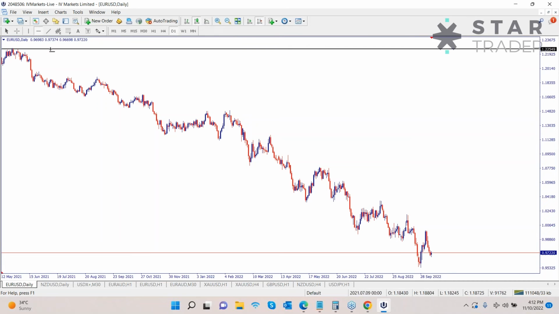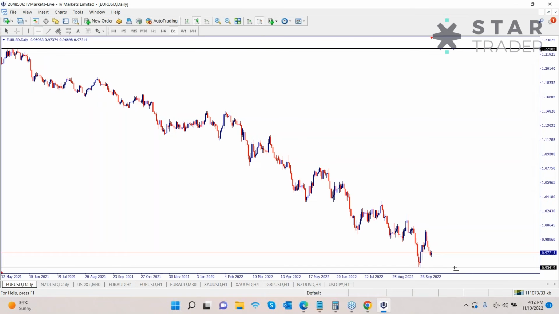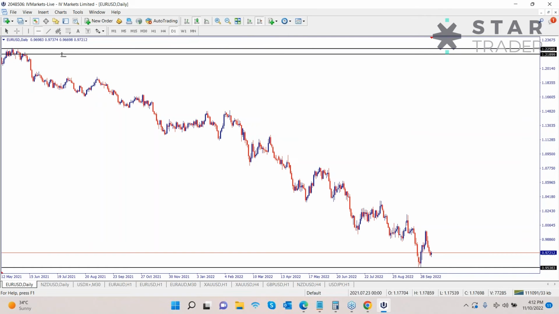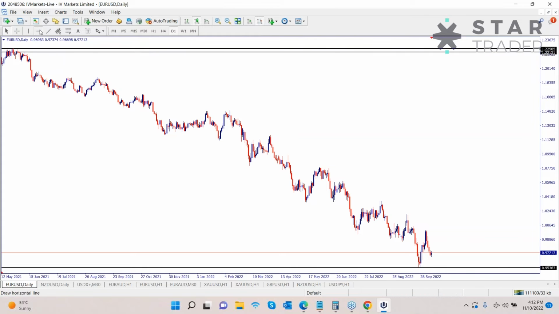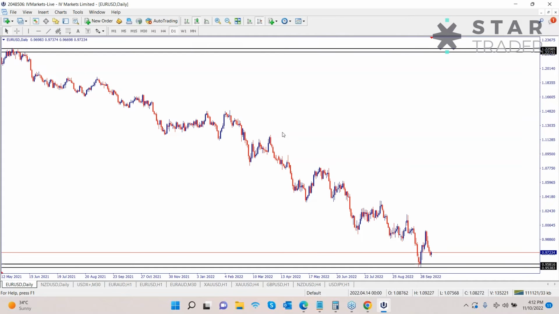Starting from the top, this is our resistance and this is our support. Okay, so after applying the whole area, this is our resistance and this is our support. I'm considering the wicks also. So these are the support and resistance areas right now in the market.